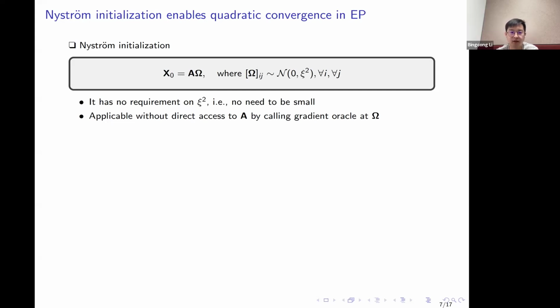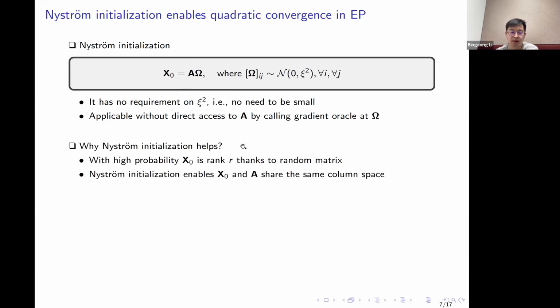And another thing is that even without direct access to A, we can still initialize my x0 in this way. The reason is that this A omega can be captured as a gradient computed at a very specific point. I believe that after calculating the gradient a bit, you can find this out, right? And the next question is why Nyström initialization helps to get a faster rate.